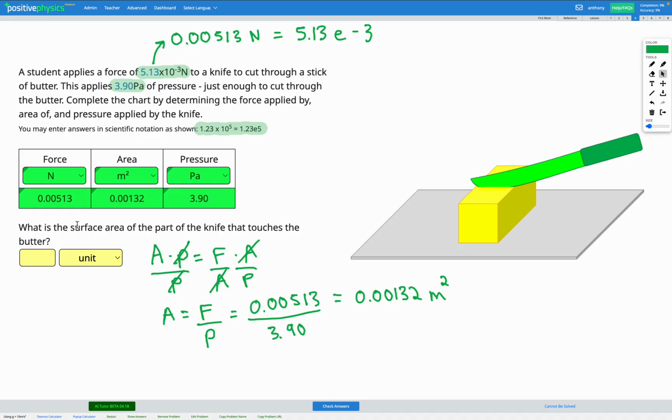Finally, the question asks, what is the surface area of the part of the knife that touches the butter? That's exactly what we just found. It's 0.00132 meters squared.